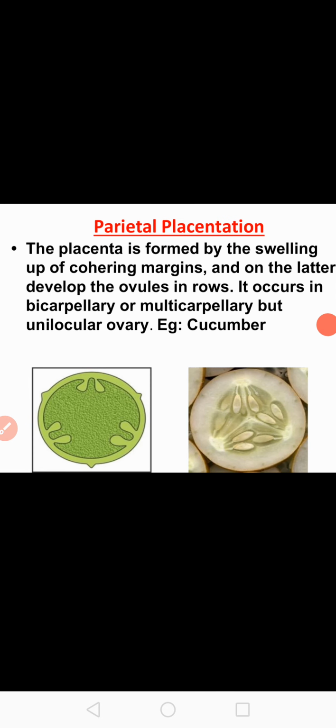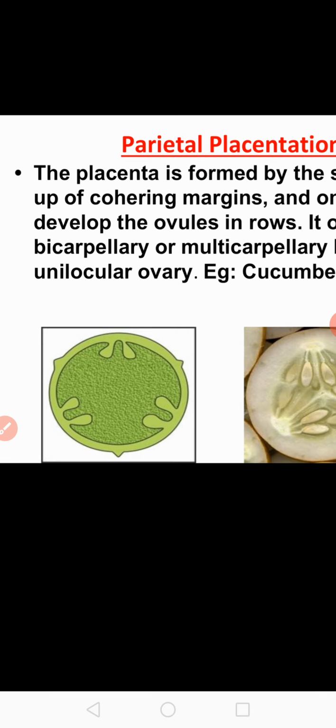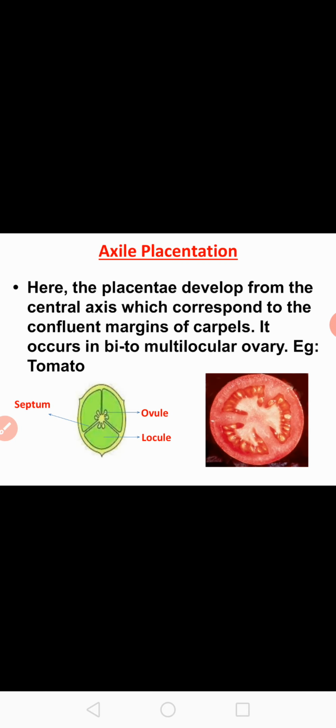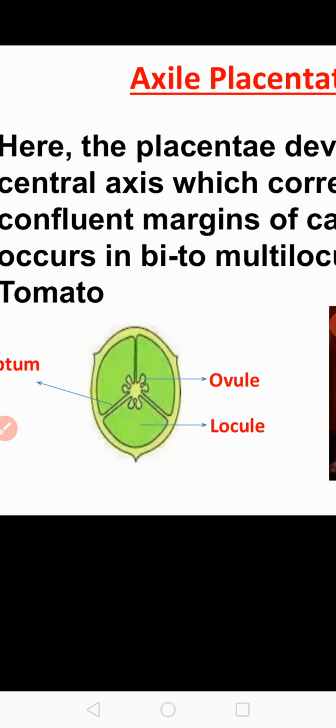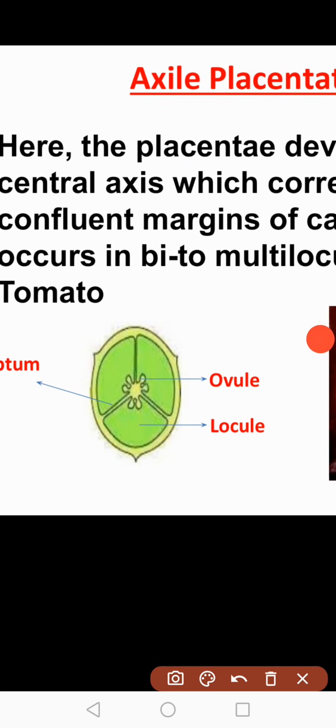Coming to the third type, parietal. This placenta is formed by the swelling up of cohering margin, and on the latter develop the ovules in rows. It occurs in bicarpellary or multicarpellary but unilocular ovary. So in the axial placentation, you can see the central axis. You can observe the central axis here, right? And from the central axis the placenta develops.